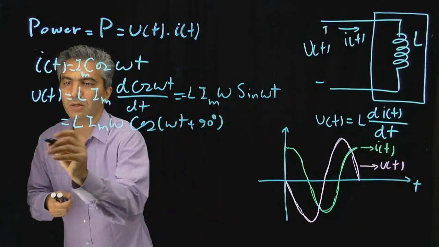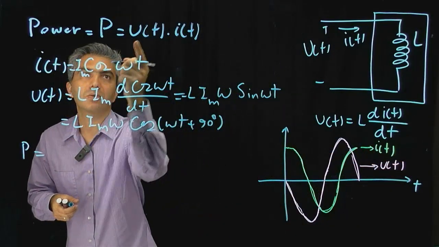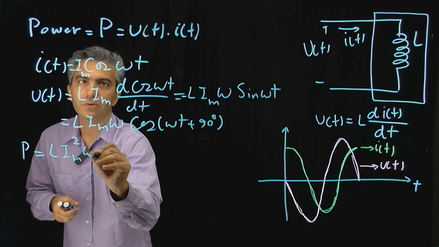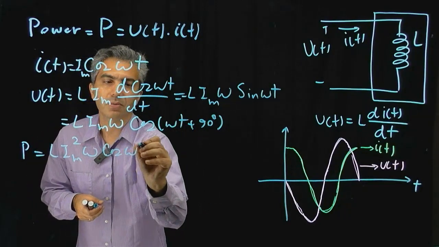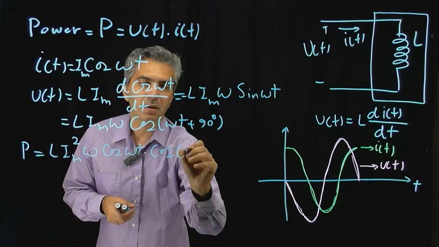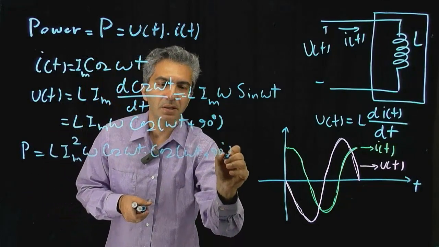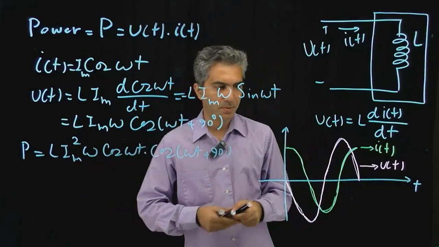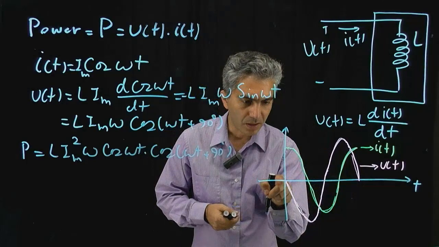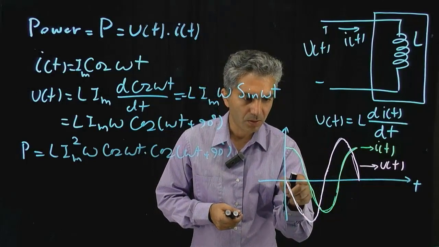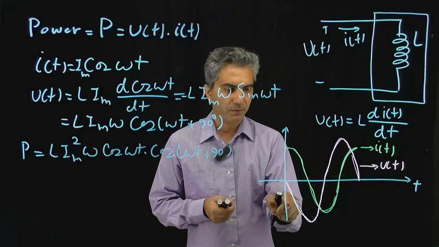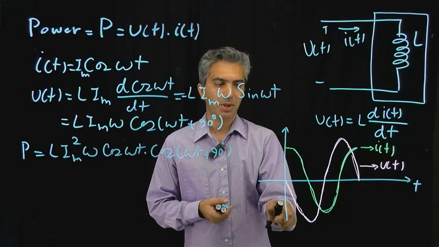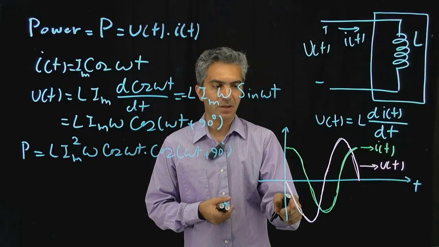Now, when you multiply them by each other, you get the power. So the power, obviously, P, is equal to this multiplied by this: L Im squared omega cosine omega t times cosine omega t plus 90 degrees. So let's look at it here. Something interesting is happening. Notice between this 0 and that 0, the current is positive, the voltage is negative. So when you multiply them by each other, you get a negative value.